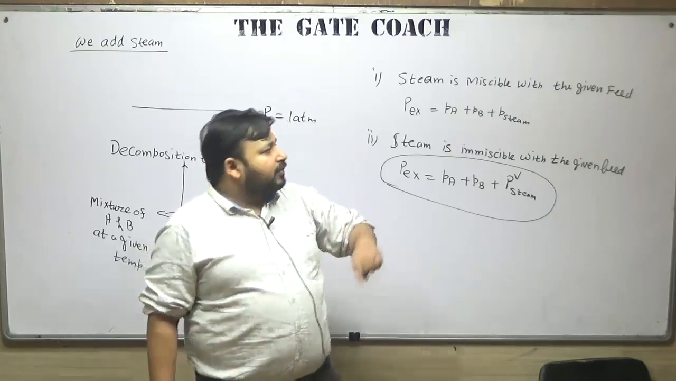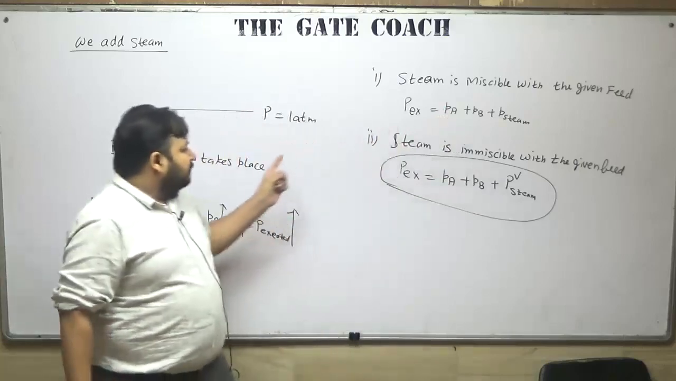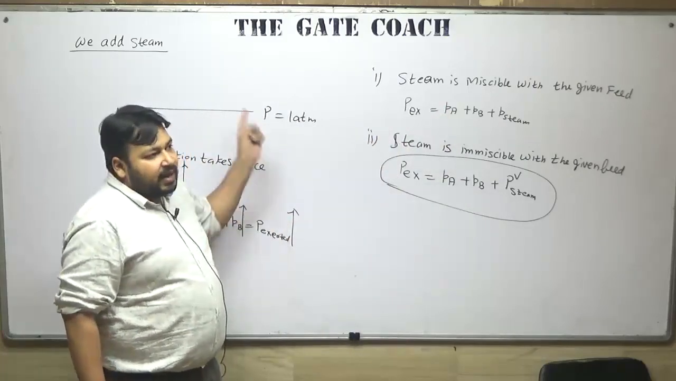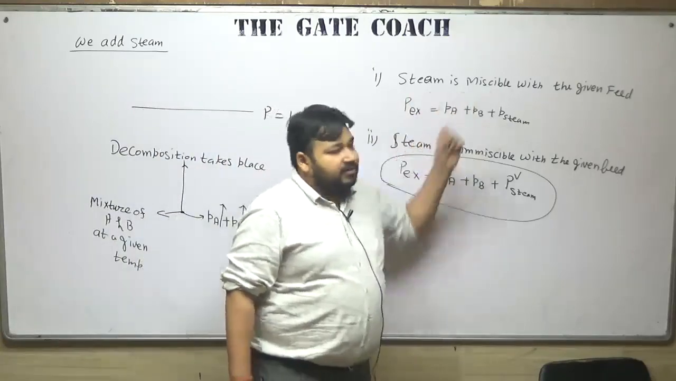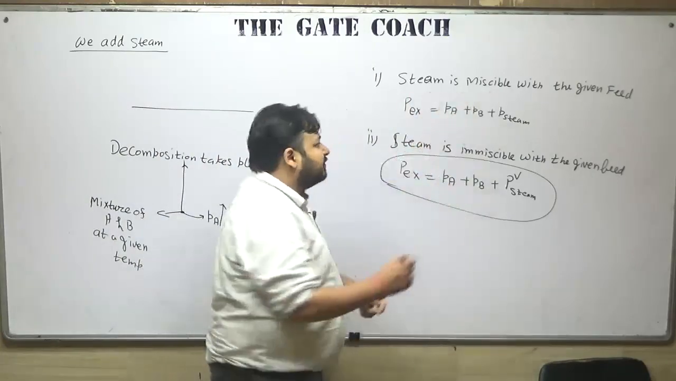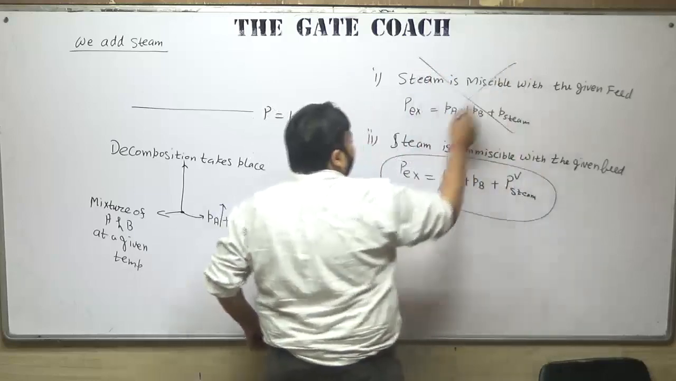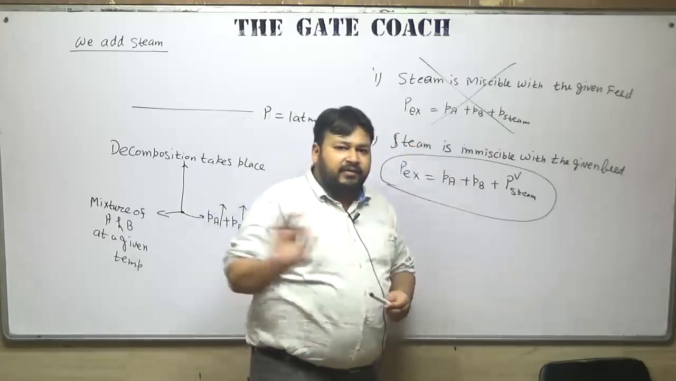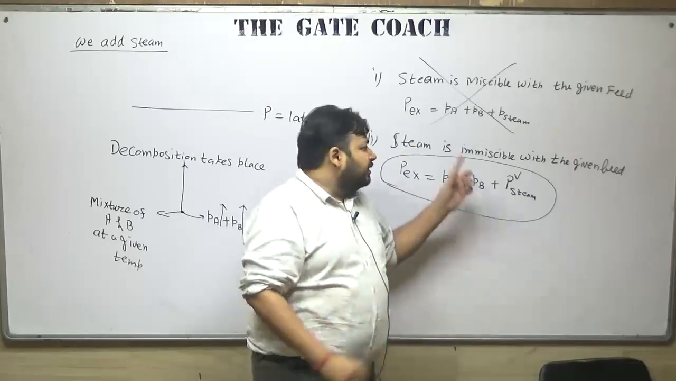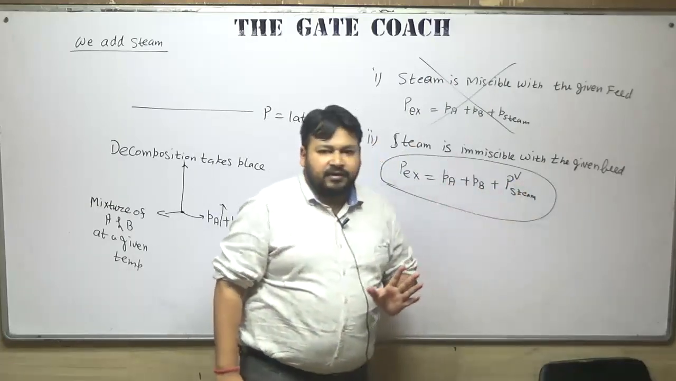So you need to put more money in this case for increase in temperature further, and you need to put more money for the separation also because steam is miscible. So that's why this case is never used. If the steam is miscible with the given feed, steam distillation is never used. It is used only when the steam is immiscible with the given feed. Okay.